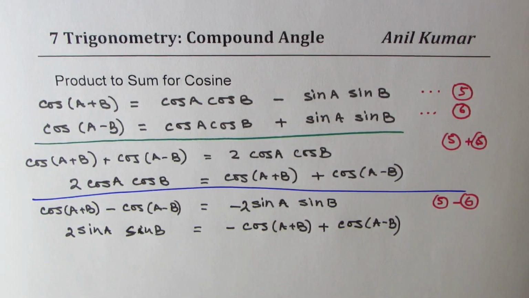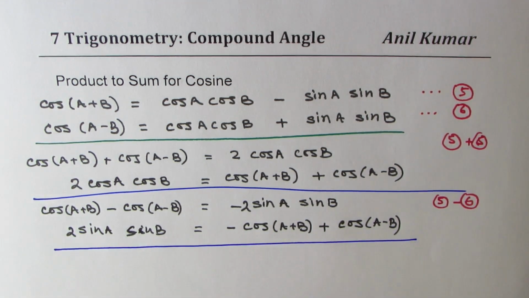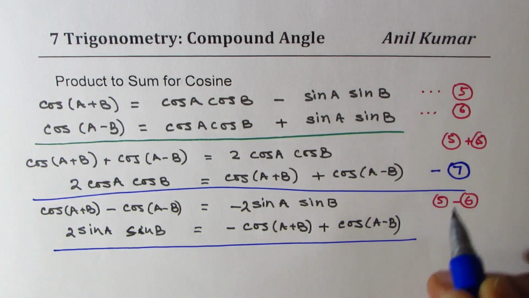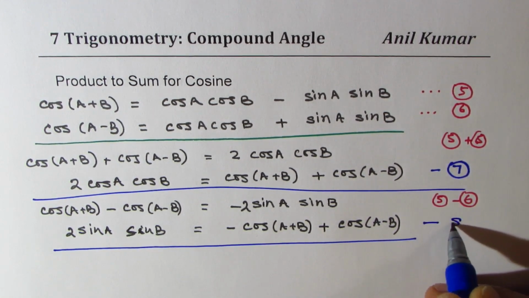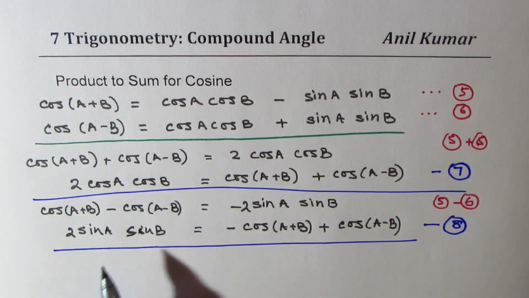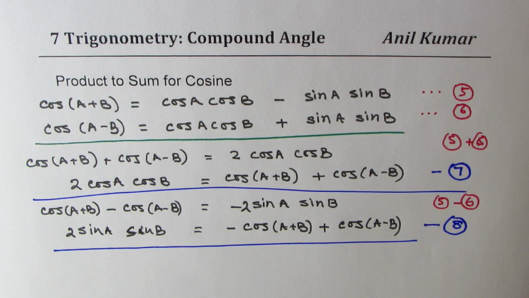So we get the formula for product to sum, and here we have two different formulas. So we'll call this our formula number 7 and this formula number 8. Okay. So in the next exercise, we'll do the same substitution, A being the sum of alpha and beta divided by 2 and B as the difference of alpha and beta divided by 2, to get our new equations, which will be very interesting to watch.